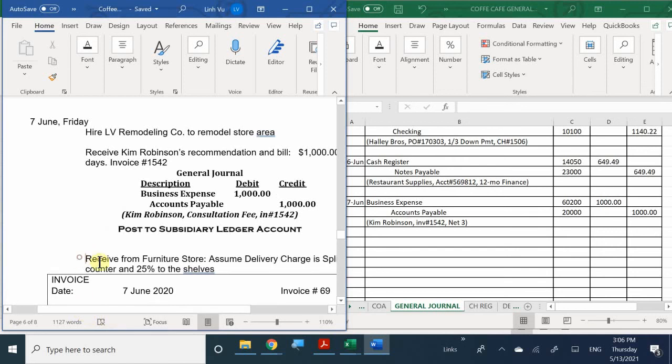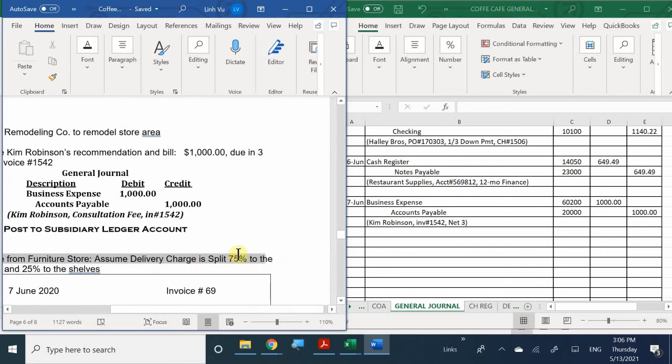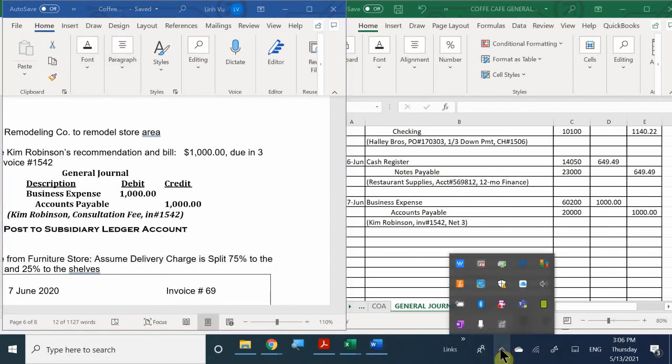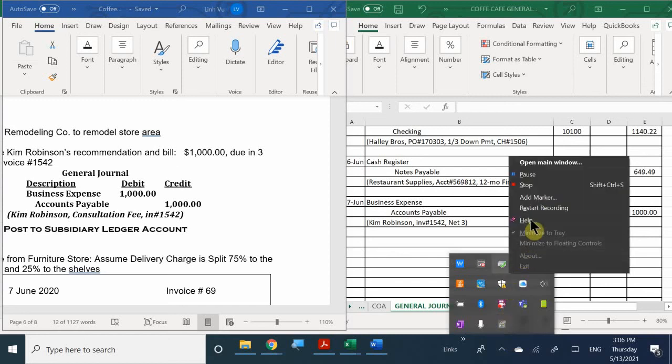All right, so from here, I'm going to go ahead and highlight and stop here. When we come back from the break, we'll go ahead and finish up the rest of this scenario. All right, so it's 3:05.